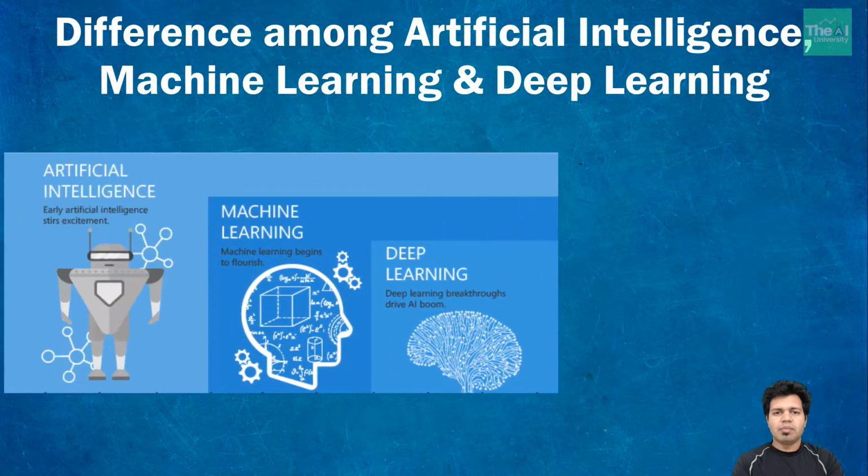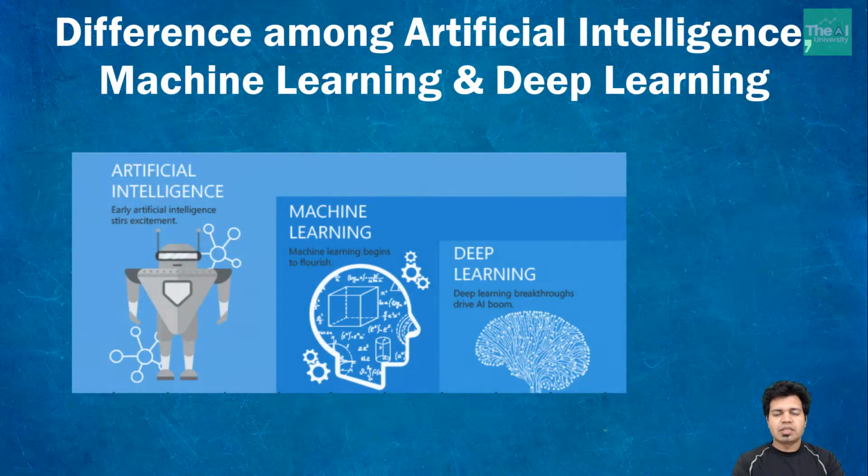So as you can see in the image, deep learning is a subset of machine learning, which is in turn a subset of AI. I will cover each one of these topics in detail. So I will start with AI, or artificial intelligence, first.